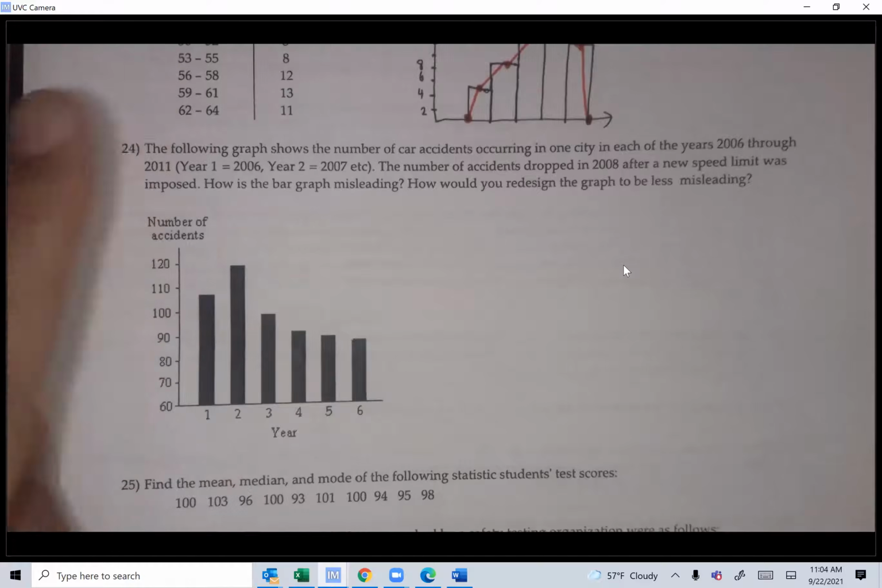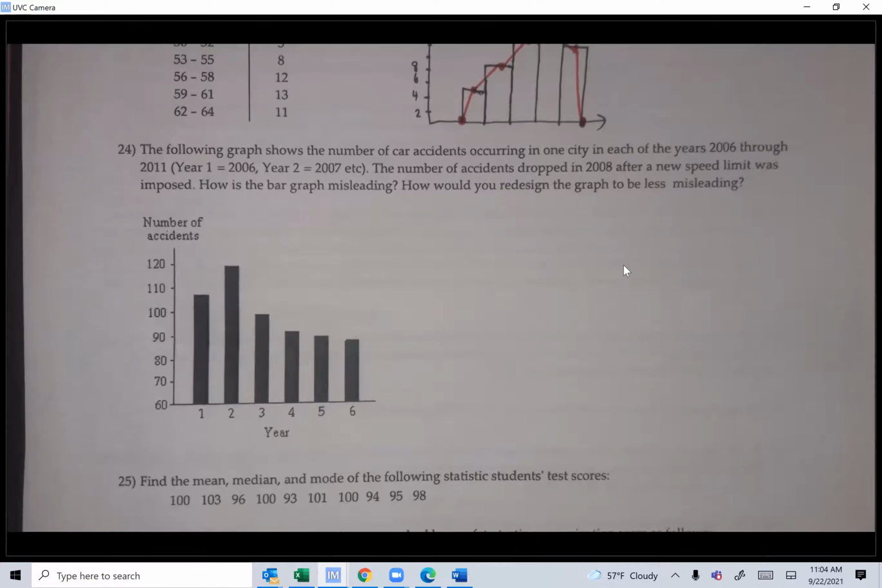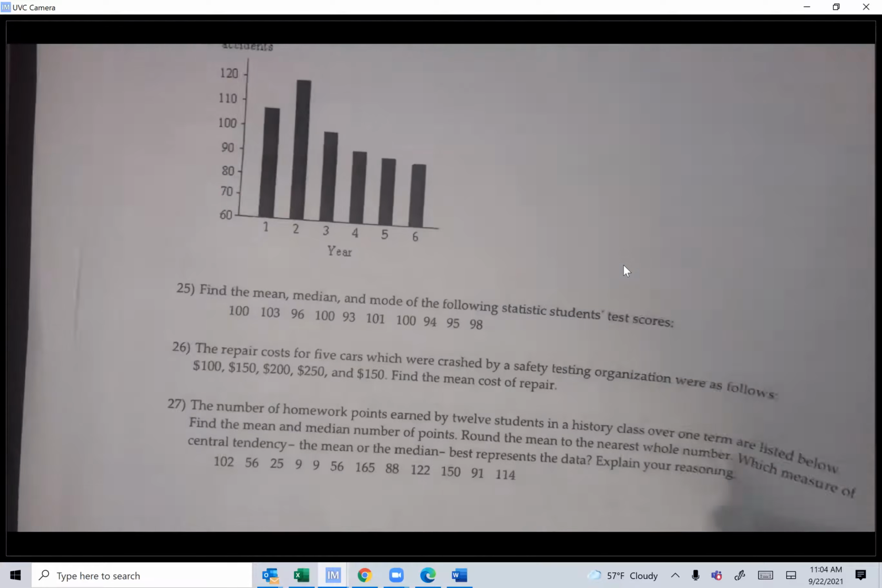We did this one in the previous study guide, how this graph is misleading. We did all of those, 25, 26. Okay, for 27, guys.